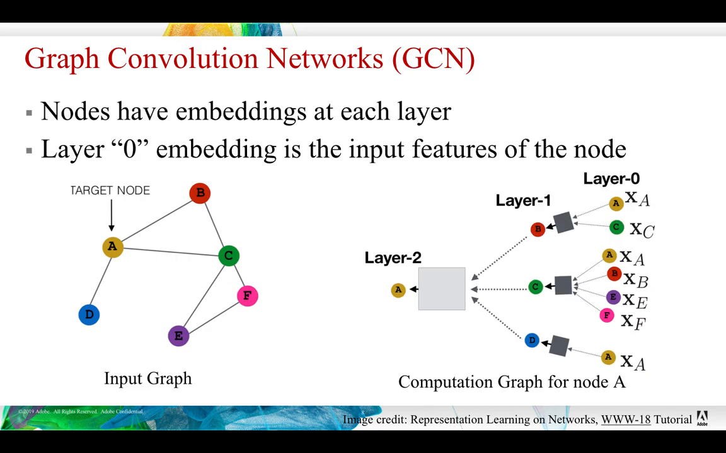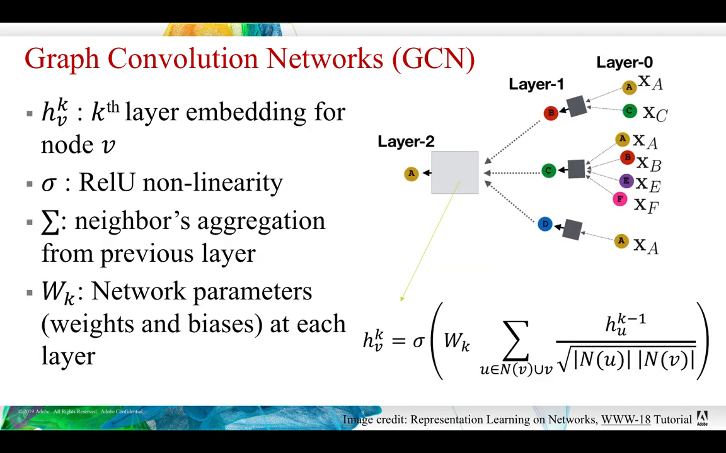Here, suppose we want to capture the structure from neighbors of the neighbor. Thus, we have 2 layers in our network. In layer 0, embedding would be the input features of the node. Now, let's take a look at the aggregation function in the GCN. The kth layer embedding in a GCN is given as the sum of degree normalized embeddings of the neighbors from the previous layer. Degree normalization here accounts for the importance of a neighbor.